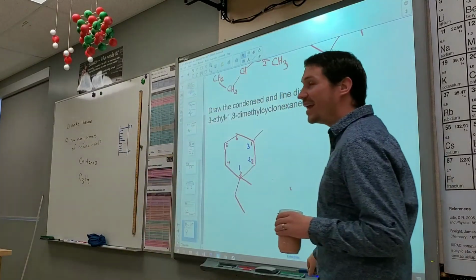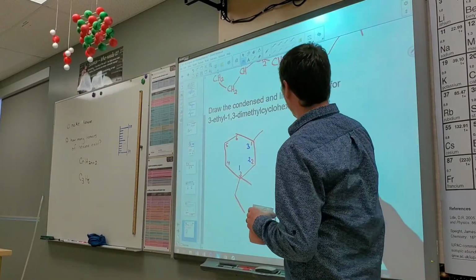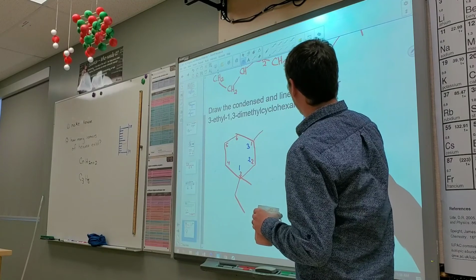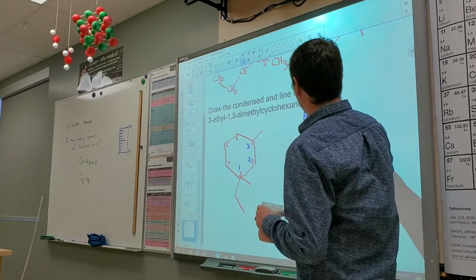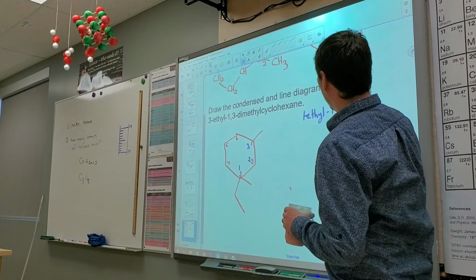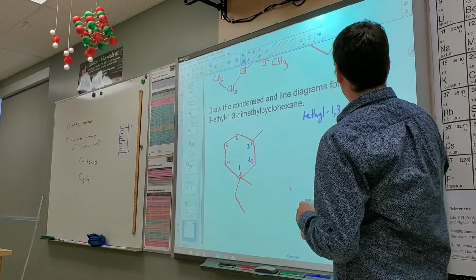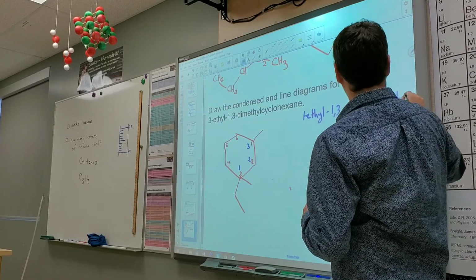So the proper name for this should be 1-ethyl, 1,3-dimethyl cyclohexane.